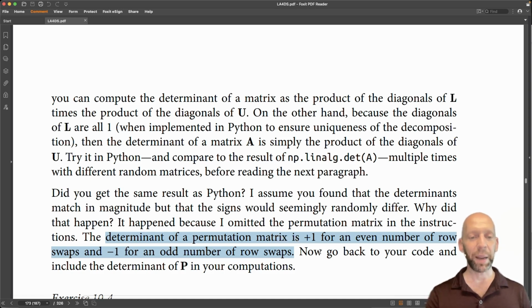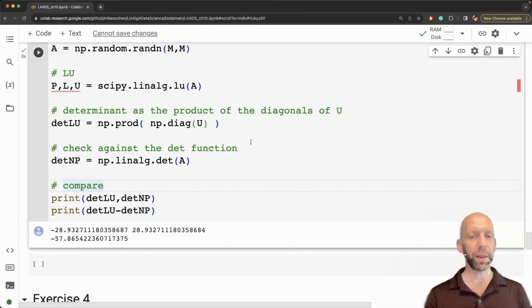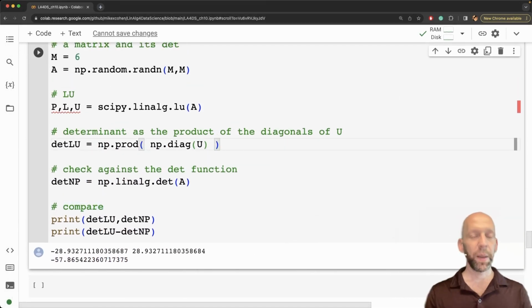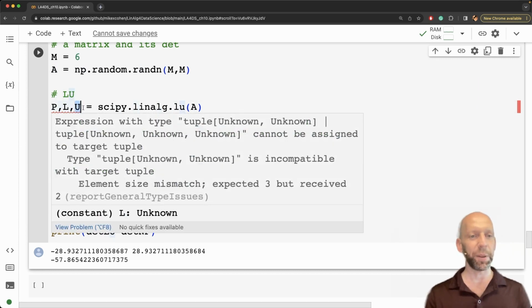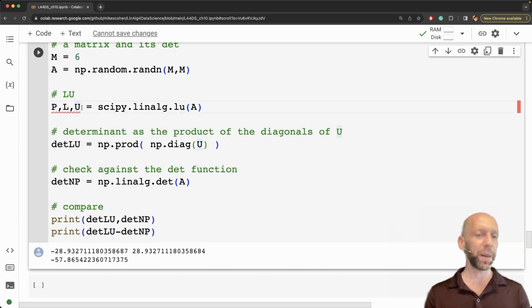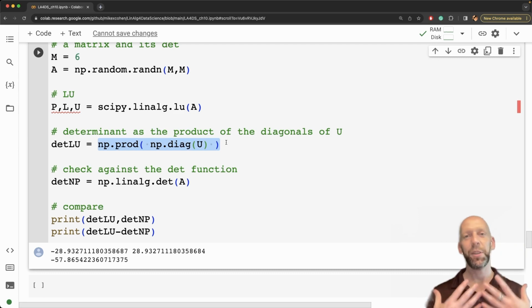Okay, so now we go back to the code and include the determinant of P in the computations. So where do we include this? Well, the idea is that the determinant of A is equal to the determinant of P times the determinant of L times the determinant of U. So basically the product of the determinants of these three matrices. Now, we know that the determinant of U is the product of the diagonals. Again, I haven't proven that, I've just stated it.